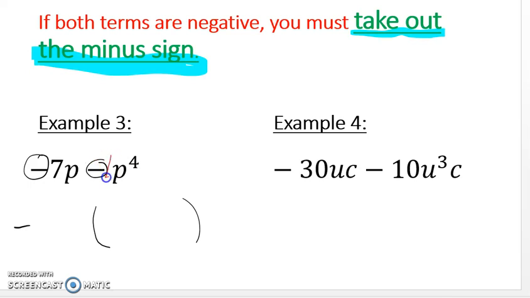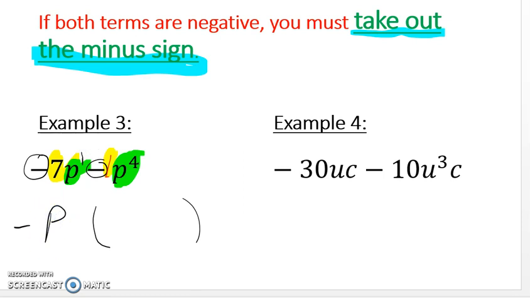Here I've got a 7 and a 1. So the highest common factor of 7 and 1, well, that's just 1. I'm not going to write 1 because in algebra, 1 is really an imaginary number. So I'm going to move on to the variables of p and p to the 4, and I'm going to go for the lower one because I know that p sits inside p to the 4. I'm going to take out a p.